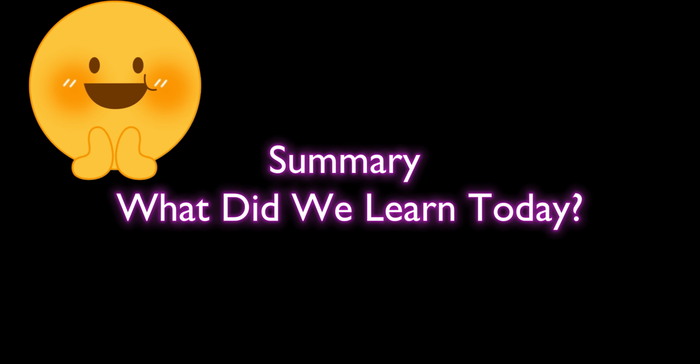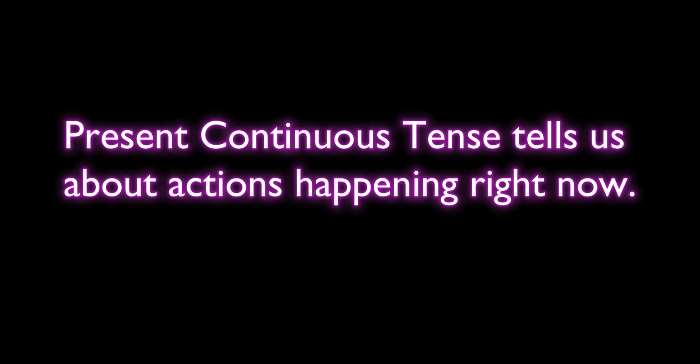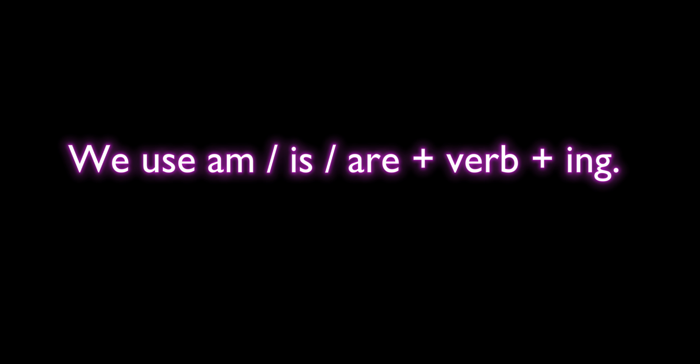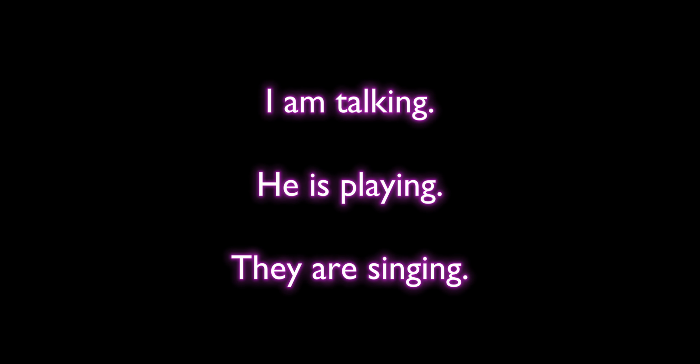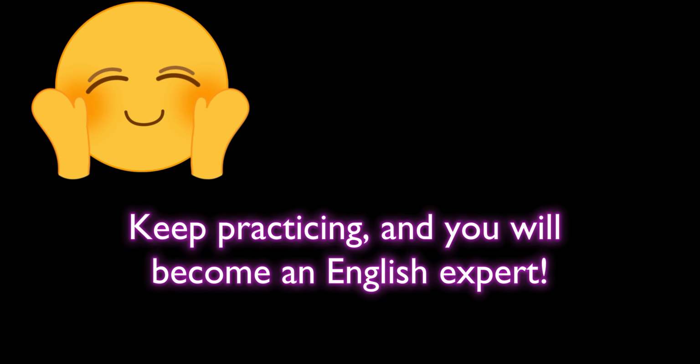Summary. What did we learn today? Let's quickly remember what we learned today. Present continuous tense tells us about actions happening right now. We use am, or is, or are, plus verb plus ing. Examples. I am talking. He is playing. They are singing. Keep practicing, and you will become an English expert.